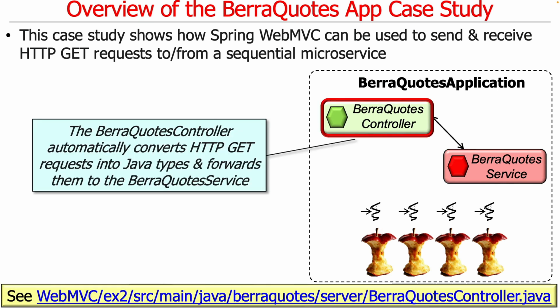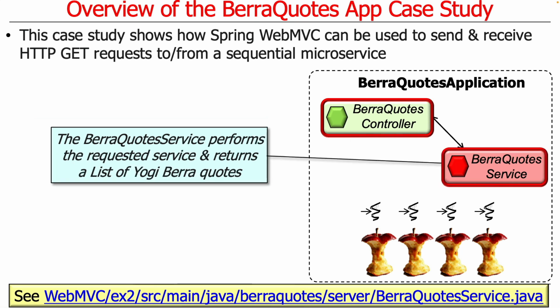There's something called the BerraQuotes controller, which we'll talk about in more detail in a minute, that automatically converts HTTP GET requests that come into the system from the client into Java types, like lists of integers, and then forwards them to the BerraQuotes service, which actually does the work. And the BerraQuotes service performs the requested service, gets all the quotes, gets a subset of the quotes, searches for strings, and so on and so forth. So that's the overall design of this system involving these key components.